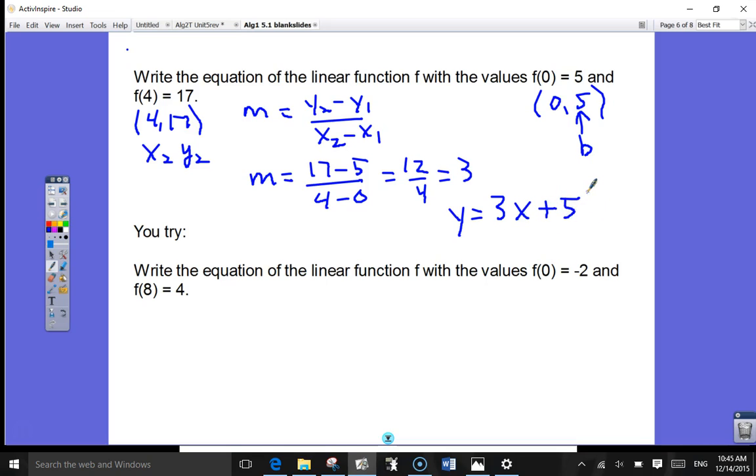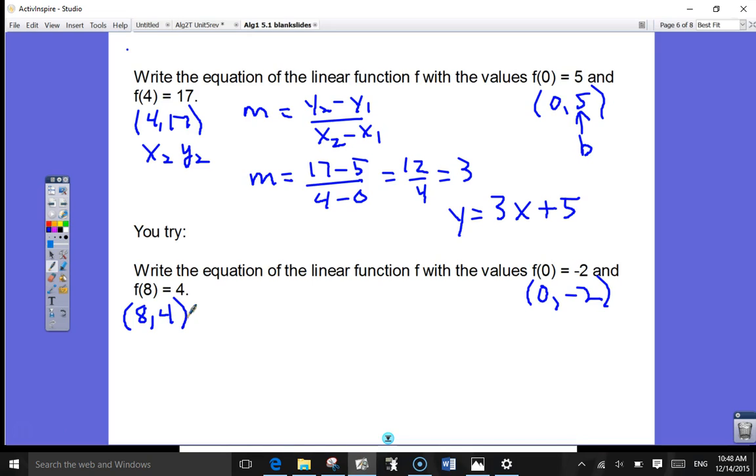Okay, so there's your last try. There's your 2 points. f of 0 equals -2. f of 8 equals 4. See if you could turn that into slope-intercept form of a line. Okay, we're 1 minute away from being done. What point are they representing by saying f of 0 equals -2? 0, -2, right? And what point is this if f of 8 is 4? 8, 4.